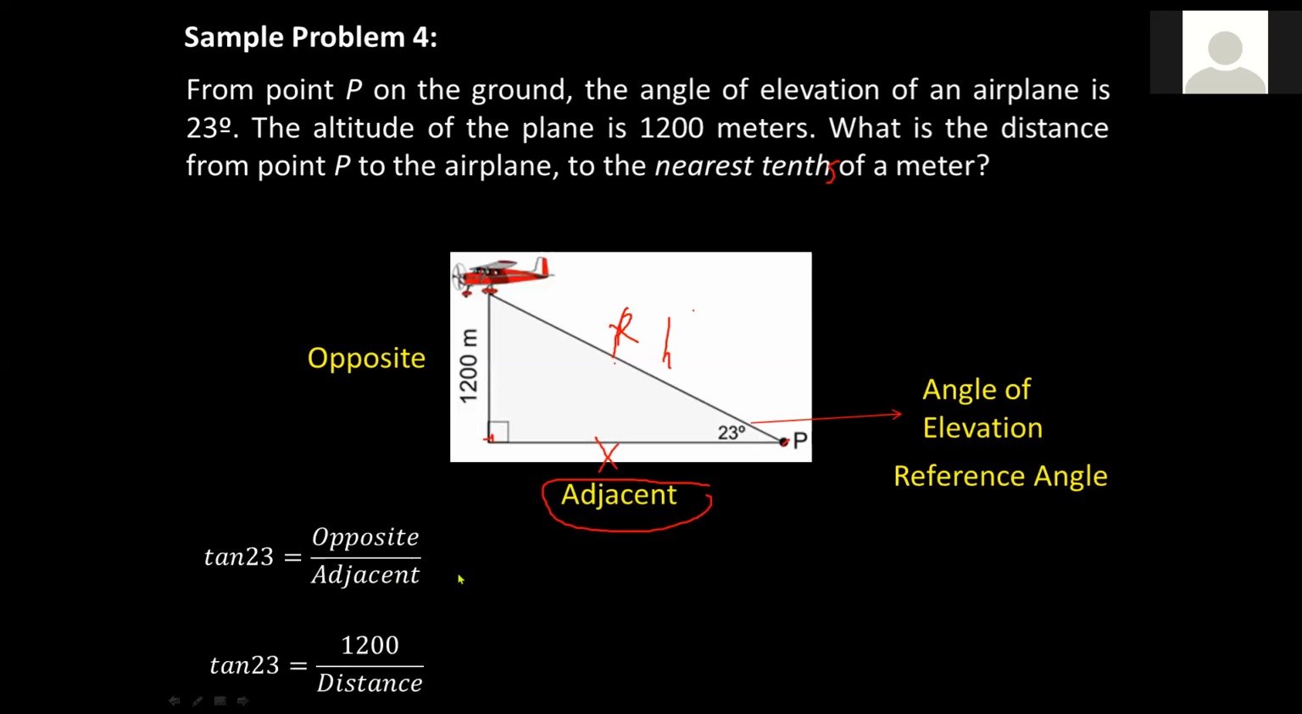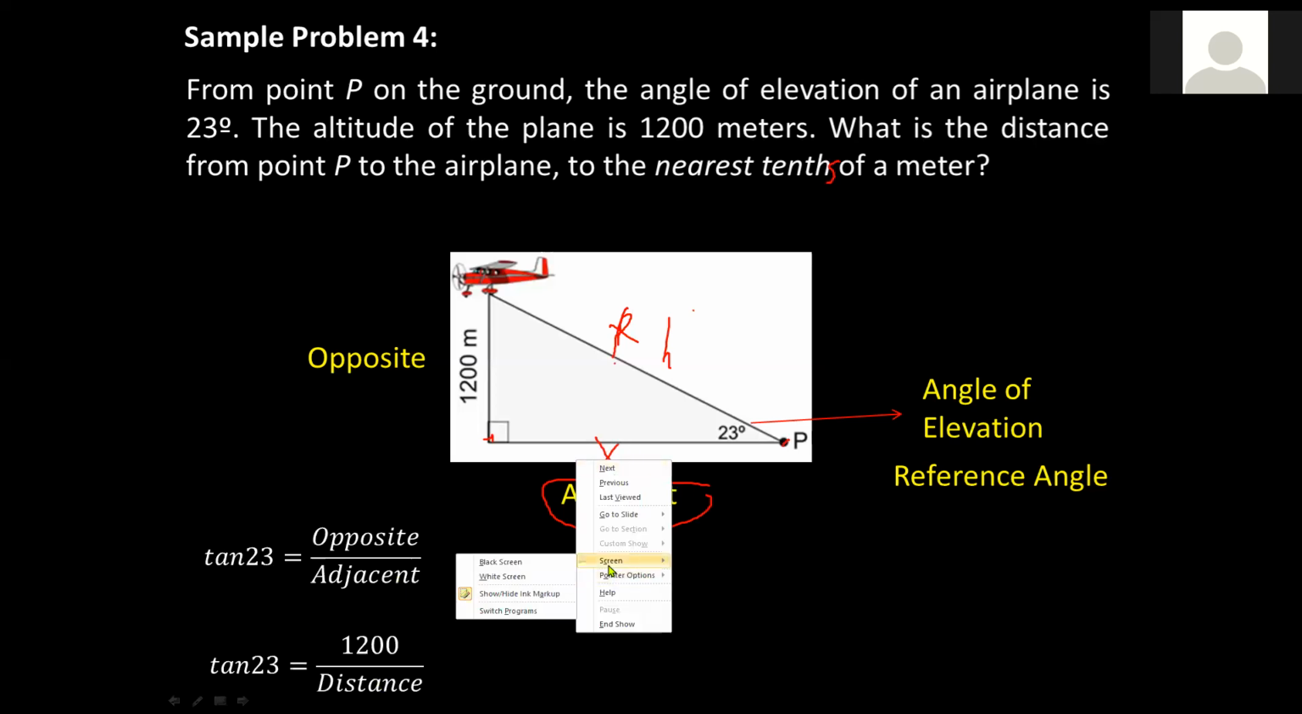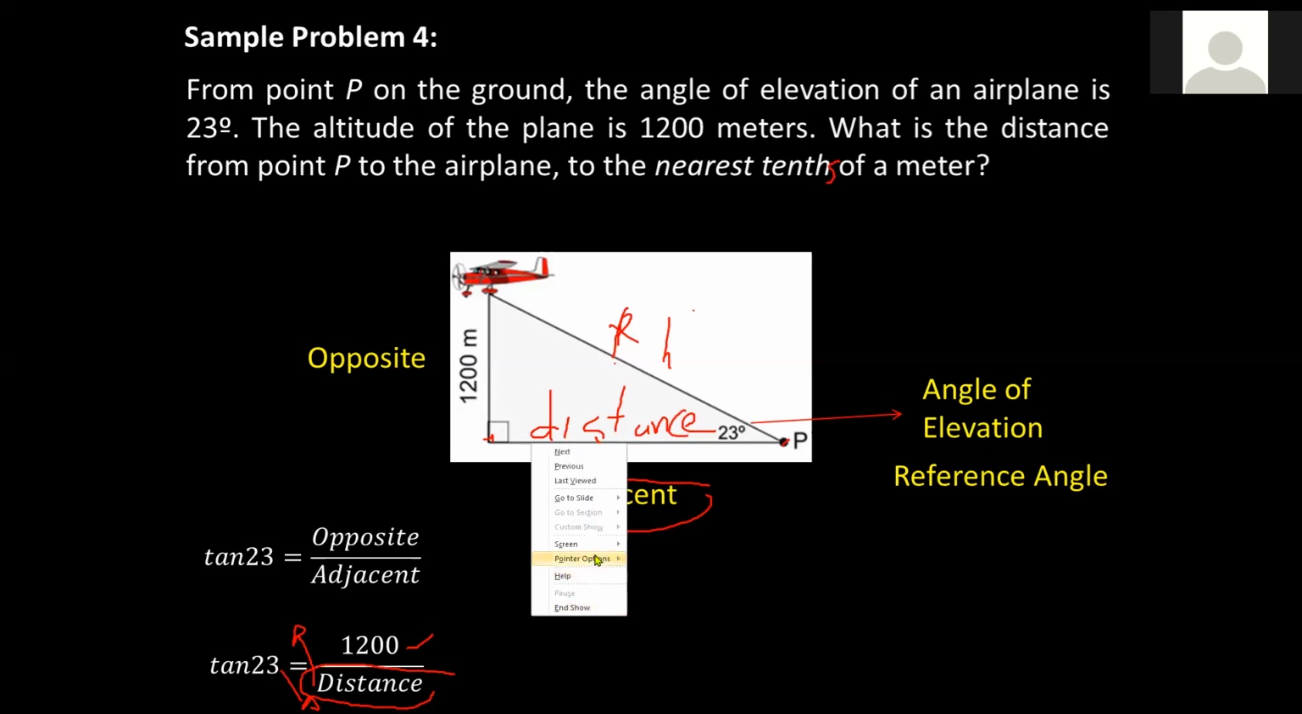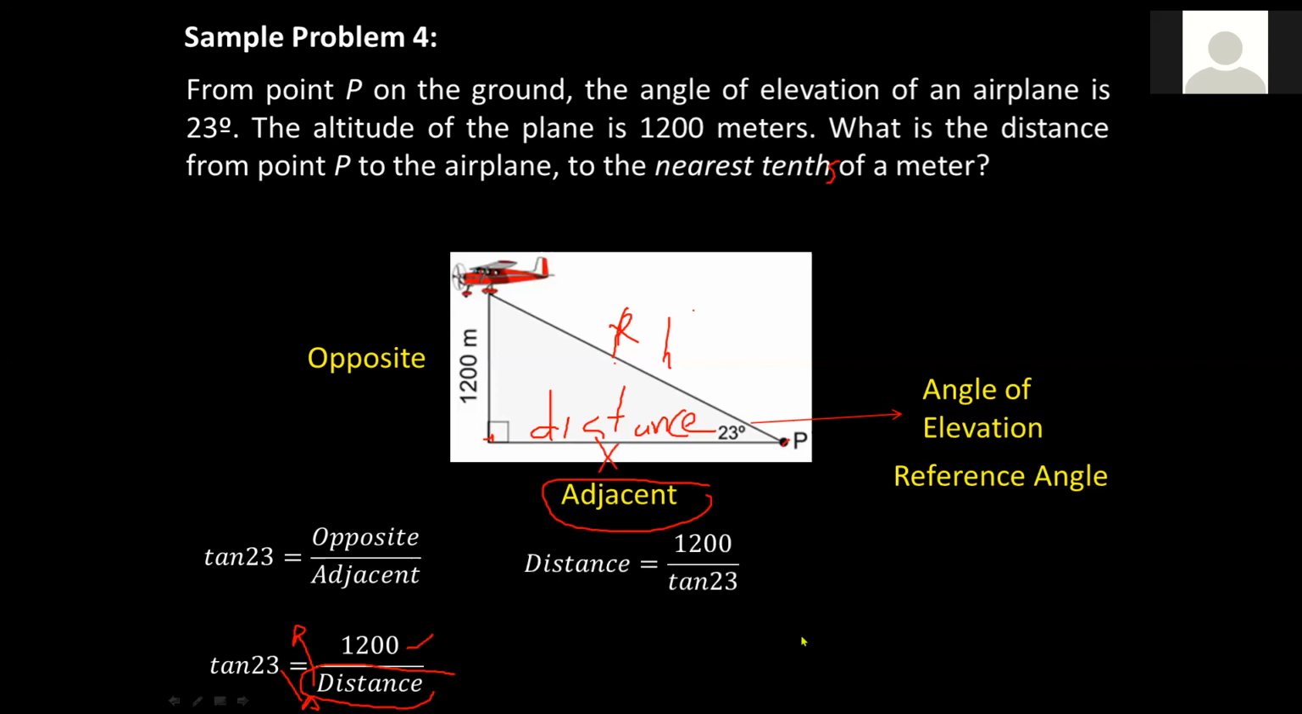Adjacent is also the distance. Okay? Ito rin yung ating distance na hinahanap. Okay, para klaro lang, no? Yung x, ito rin yung ating distance na hinahanap. So, dahil distance ang hinahanap natin, interchange lang yung dalawa, yung tangent 23 and the distance. Kasi yung hinahanap natin is denominator ng opposite ng fraction natin. So, interchange na lang. So, distance now is equal to 1,200 over tangent 23. Yan. So, with the aid of your calculator, we can now calculate 1,200 over tangent 23. And finally, we have this result.